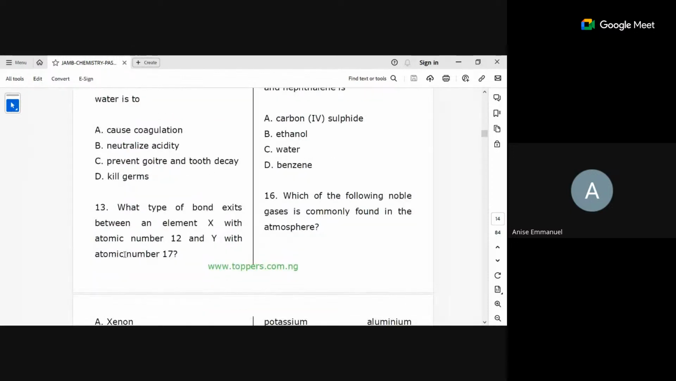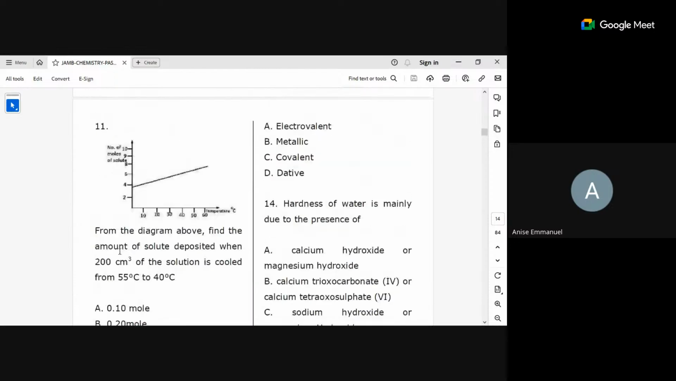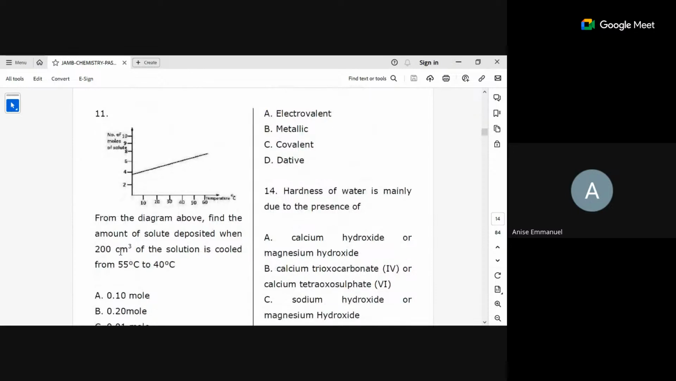Number 13. What type of bond exists between an element X with atomic number 12 and Y with atomic number 17? Which element is number 12? That is aluminium. So it's aluminium chloride. Are we together? So when you look at it, aluminium is a metal, chlorine is a non-metal. That should send a signal to you that when you are dealing with metals and non-metals, you look at the valence electrons, 3 to 7.